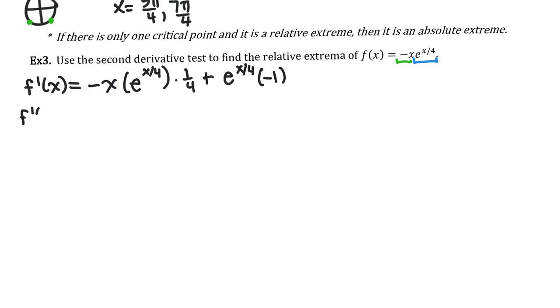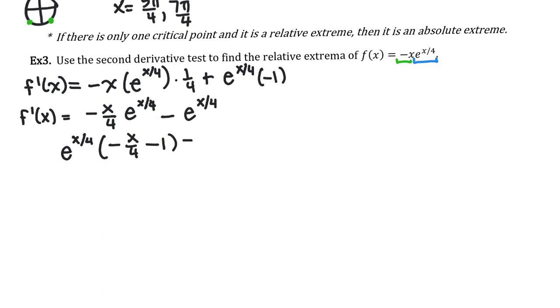I'm going to rewrite this before I simplify it. What is that? Negative x over 4 times e to the x over 4 minus 1 times e to the x over 4. Okay, I'm going to set this equal to 0, and I'm going to factor out the e to the x over 4, which will leave me with negative x over 4 minus 1, and I'm setting it equal to 0 to find the critical points.